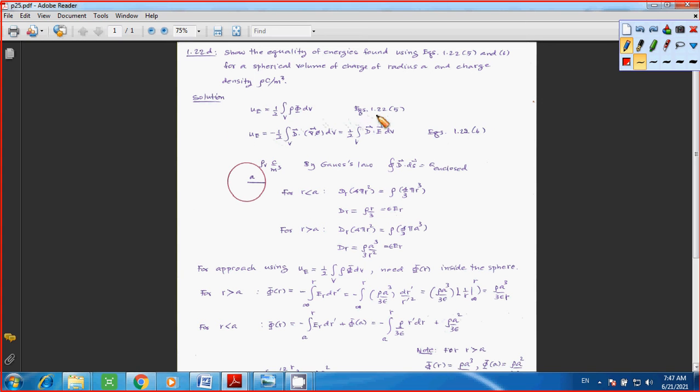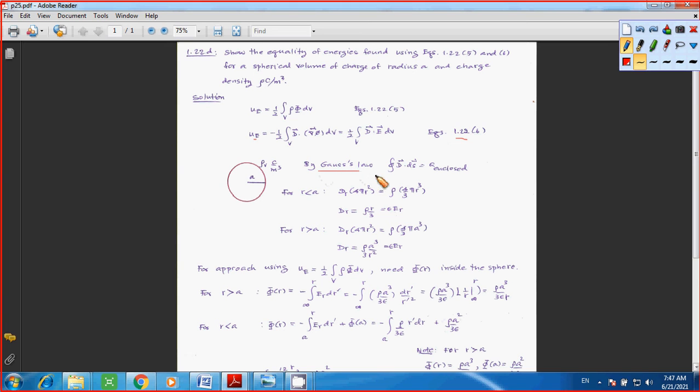I pick up equation 1.225 from the book. That's the energy stored in the electric field, equal to 1 over 2 the volume integral of rho phi dV. And from equation 1.226, U_E equals 1 over 2 the volume integral of D dot E dV, where D is the electric flux density vector and E is the electric field vector.